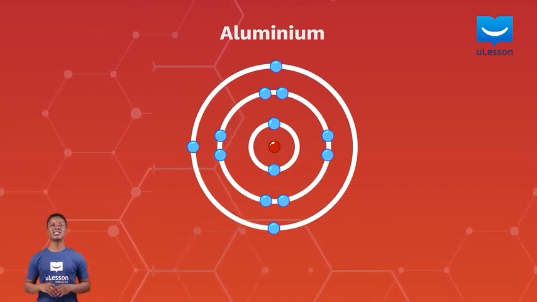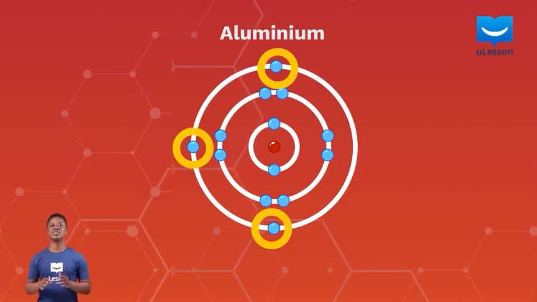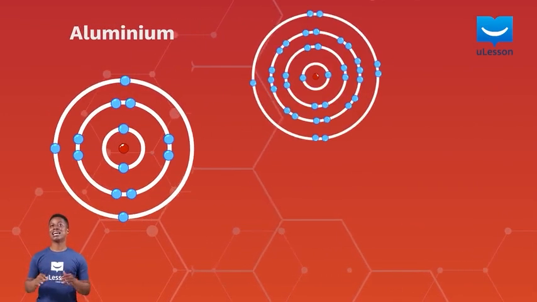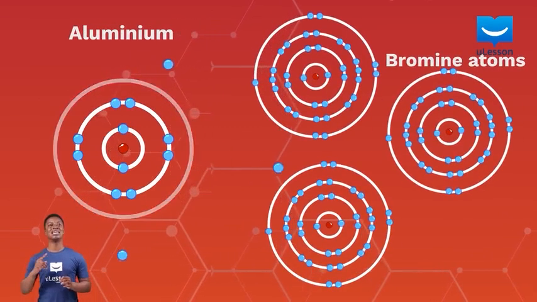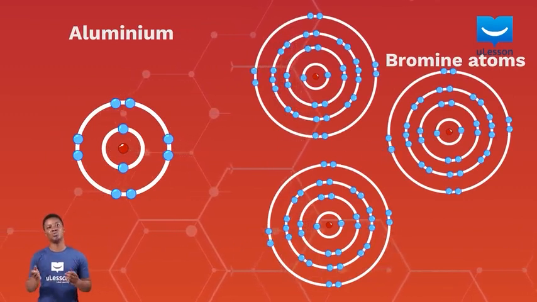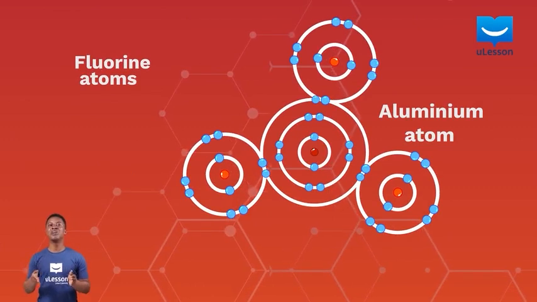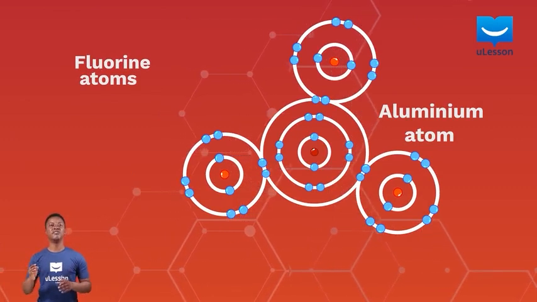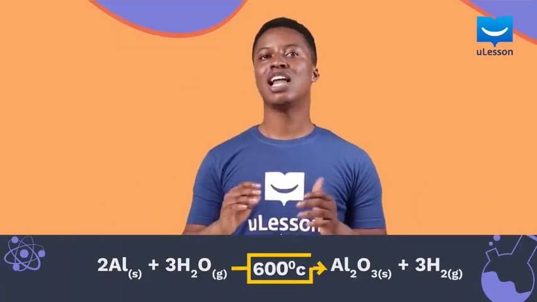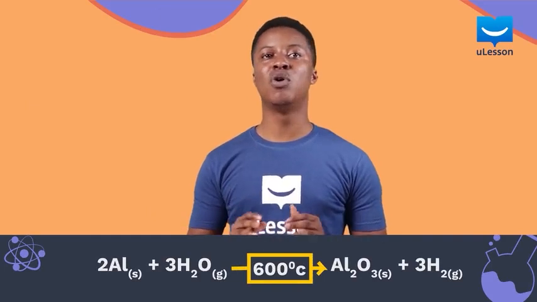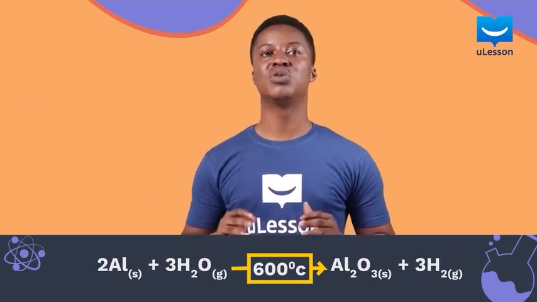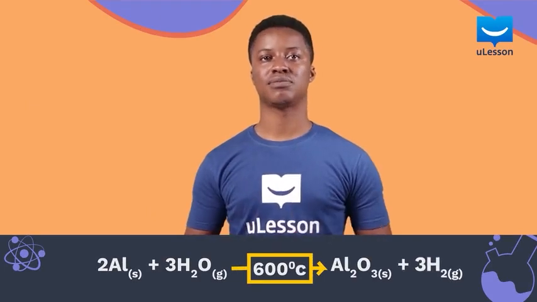Aluminium is trivalent, meaning that it has 3 electrons in its outermost shell. It can either donate these electrons to form electrovalent compounds, as it does with bromine, or it could share these electrons and form covalent molecules, as it does with fluorine. Aluminium reacts with steam above 600 degrees Celsius to form aluminium oxide.